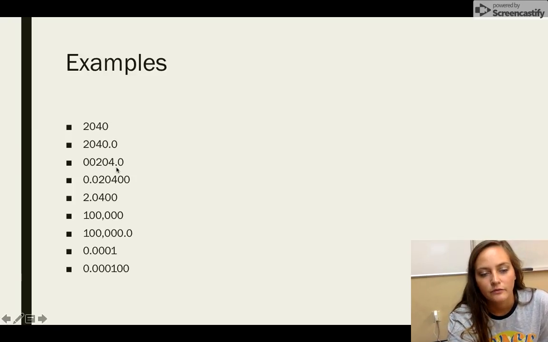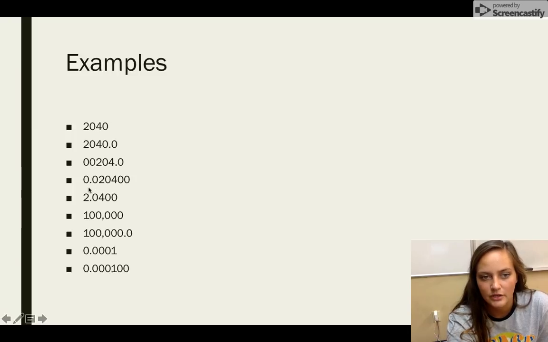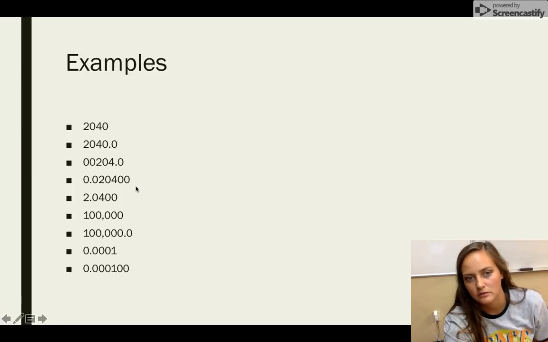This number has 4 significant figures because these are leading zeros, so they do not count. And this zero counts because it's after a decimal, and this one counts because it is a captive zero. In this number, there are 1, 2, 3, 4, 5 significant figures because these 2 are leading, and there's no non-zero number before them. This one is a captive zero, so it counts, and then these 2 are trailing, but there's a decimal place, so it counts.